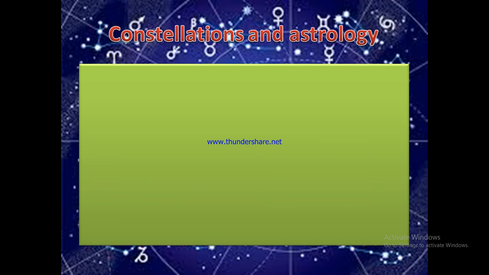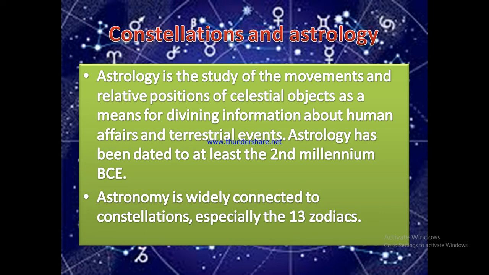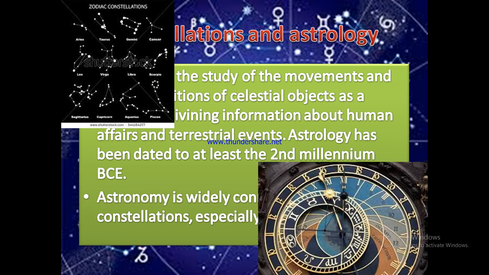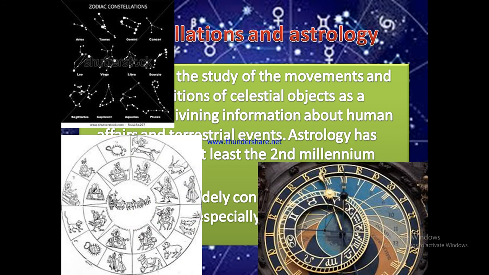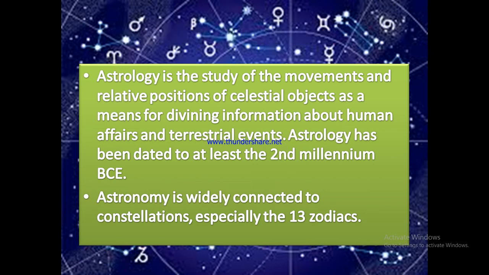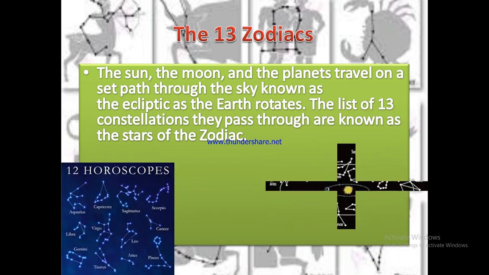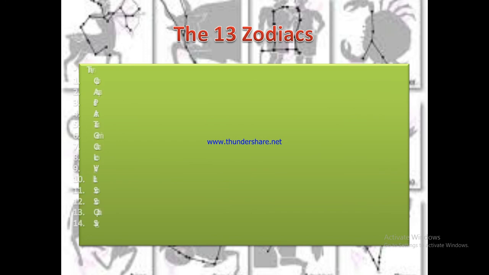Constellations and astrology. Astrology is the study of movements and relative positions of celestial objects as a means of divining information about human affairs and terrestrial events. Astrology is widely connected to the constellations, especially the 13 zodiacs. The 13 zodiacs are as follows.